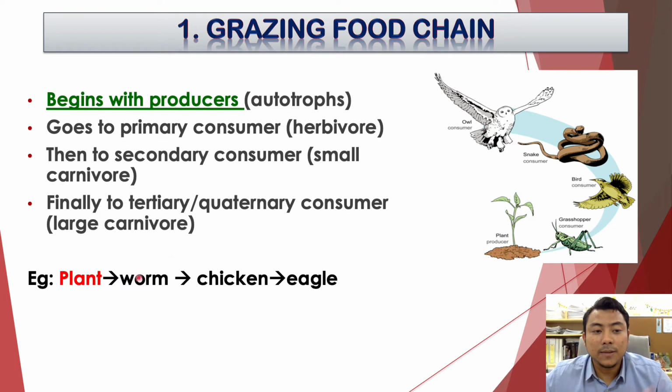For example, we begin with plant, and then eaten by worm. Worm is a herbivore, and then eaten by chicken, and last one is eaten by eagle. So this arrow, what does it mean? It's not just simply pointing from one organism to another organism. This arrow has its meaning. Maksudnya consumed by ataupun eaten by. Maksudnya plant eaten by worm or plant consumed by worm.